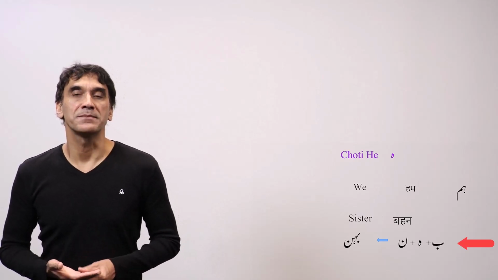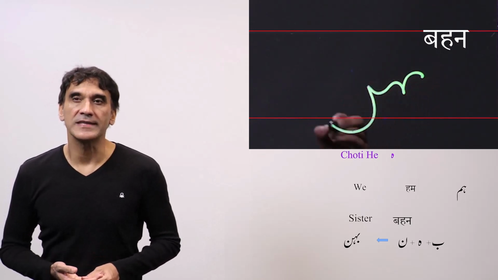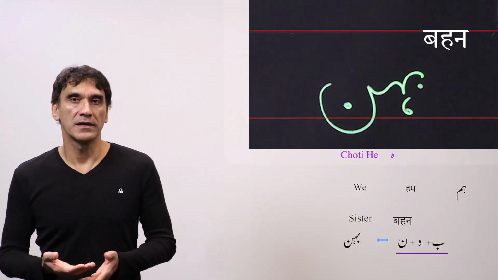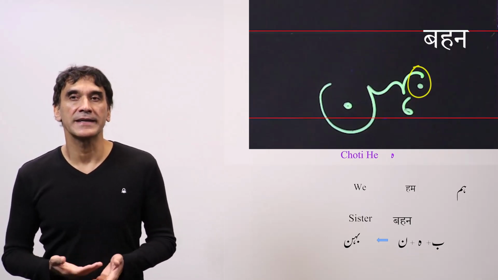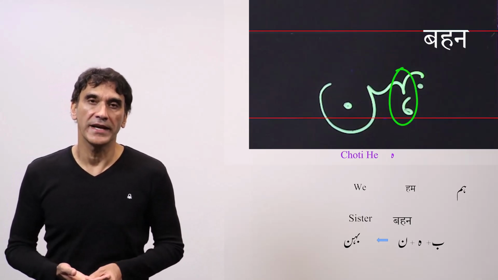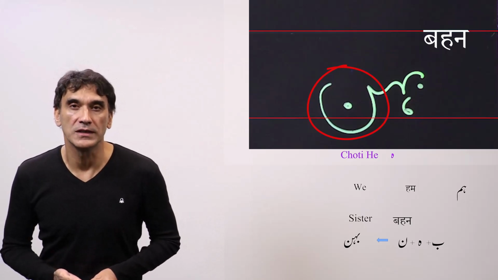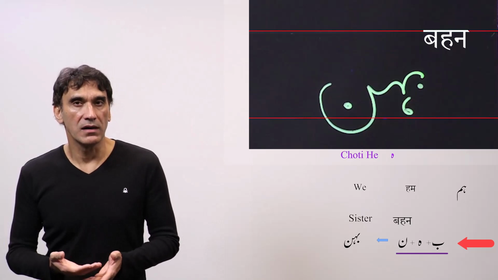The second word is behen. Here Choti He comes as a medial letter. It comes in between be and noon. The spelling is be plus Choti He plus noon, behen. So you write the initial form of be and then connect it to the medial form of Choti He and then connect the medial form of Choti He with the final form of noon. So be plus Choti He plus noon, behen.